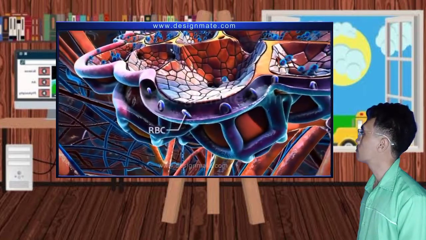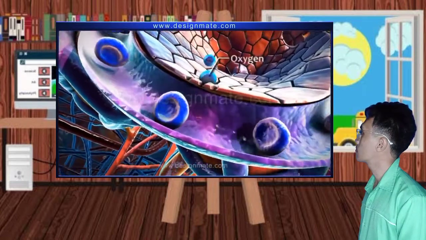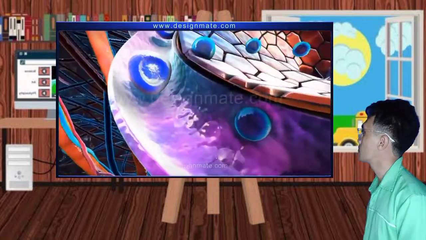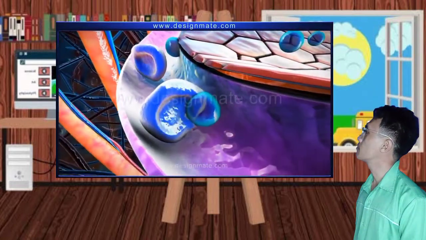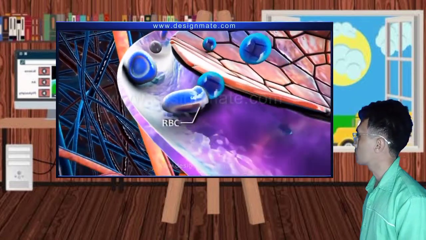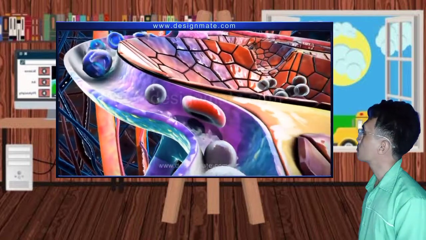Blood containing RBCs is seen flowing through the capillaries. The oxygen molecules from the alveolus diffuse into the capillary and then get absorbed by the bluish-purple RBCs. This causes oxygenation of the RBCs, and a transition in their color from bluish-purple to red is observed.